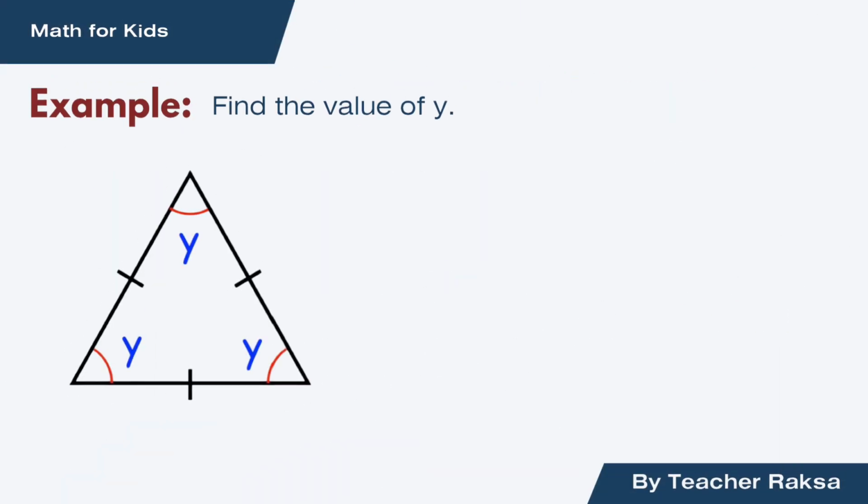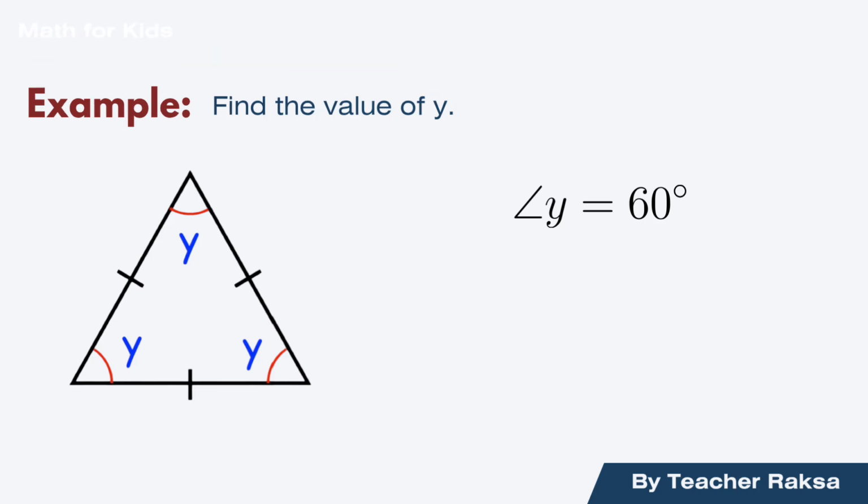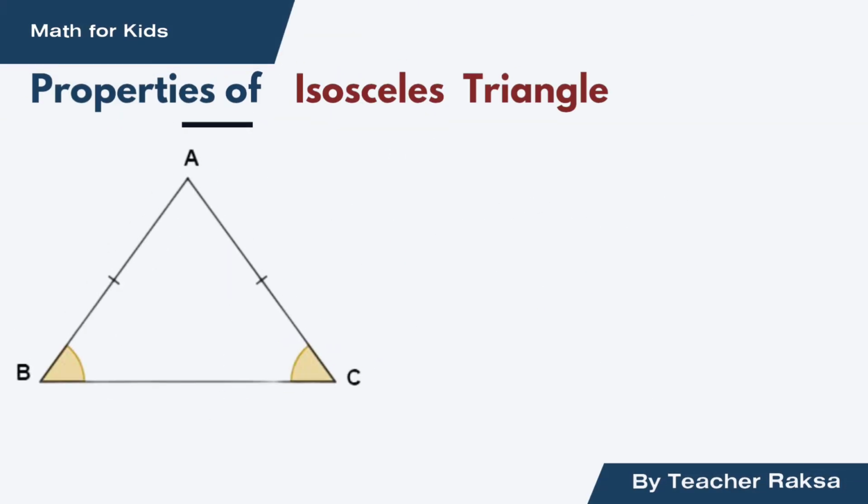In this example, we need to find the value of angle y. We can see that all three angles in the triangle are labeled y. That tells us it's an equilateral triangle. So by the rule, the value of angle y is 60 degrees. Easy and straightforward. Now, let's look at the property of an isosceles triangle.